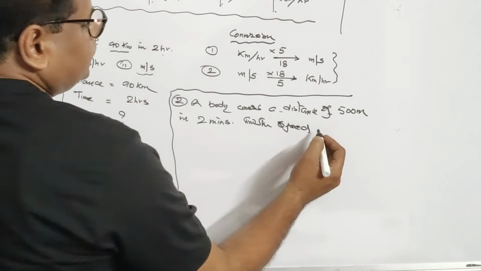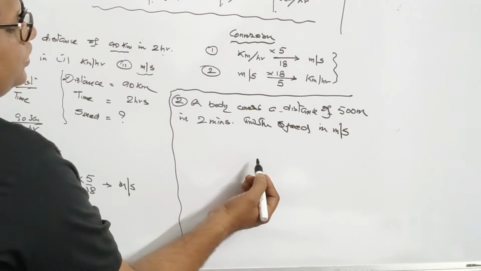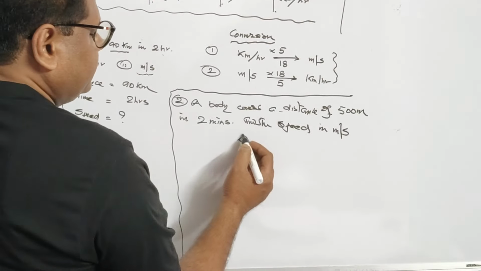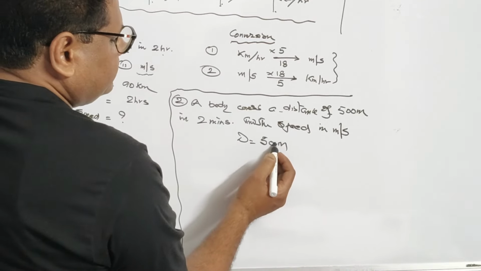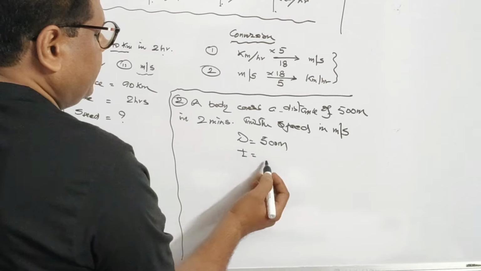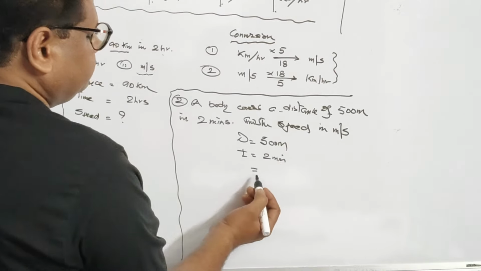Clear? In meter per second. So as far as the distance covered, it's okay. The distance is 500 meters. Clear? But the time is in minutes. That is 2 minutes. Clear?